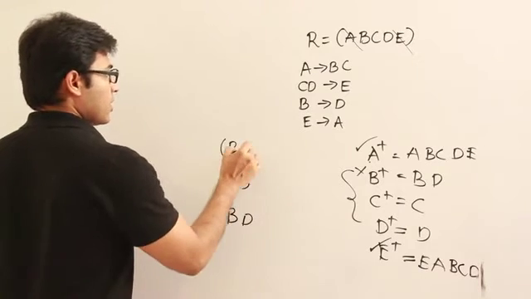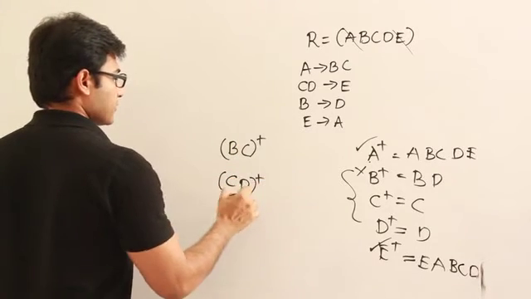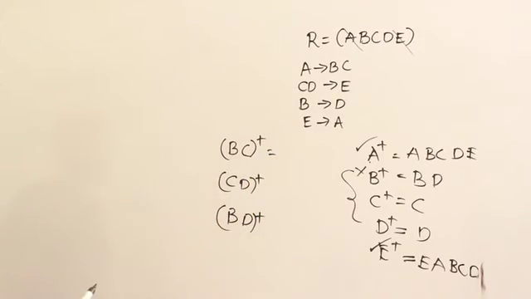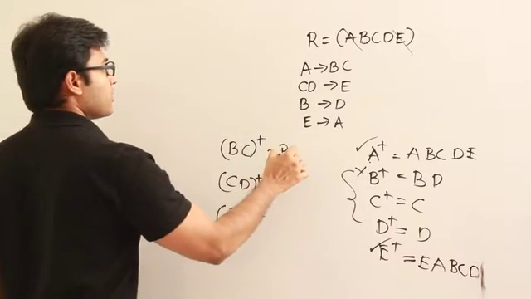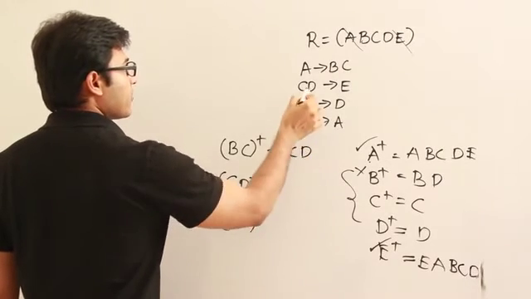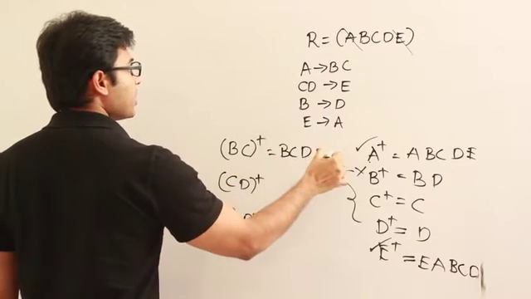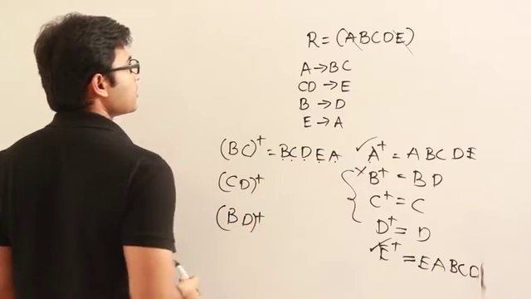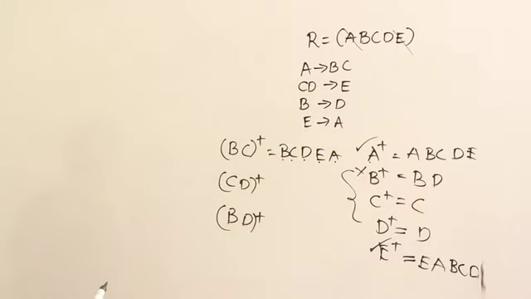Now I have to find out the closure of all of these to know whether they are candidate keys or not. So one is BC. From BC what do we get? We get BC, and from B I get D, and from CD I get E, and from E I get A. So A, B, C, D, E. I got all of them.